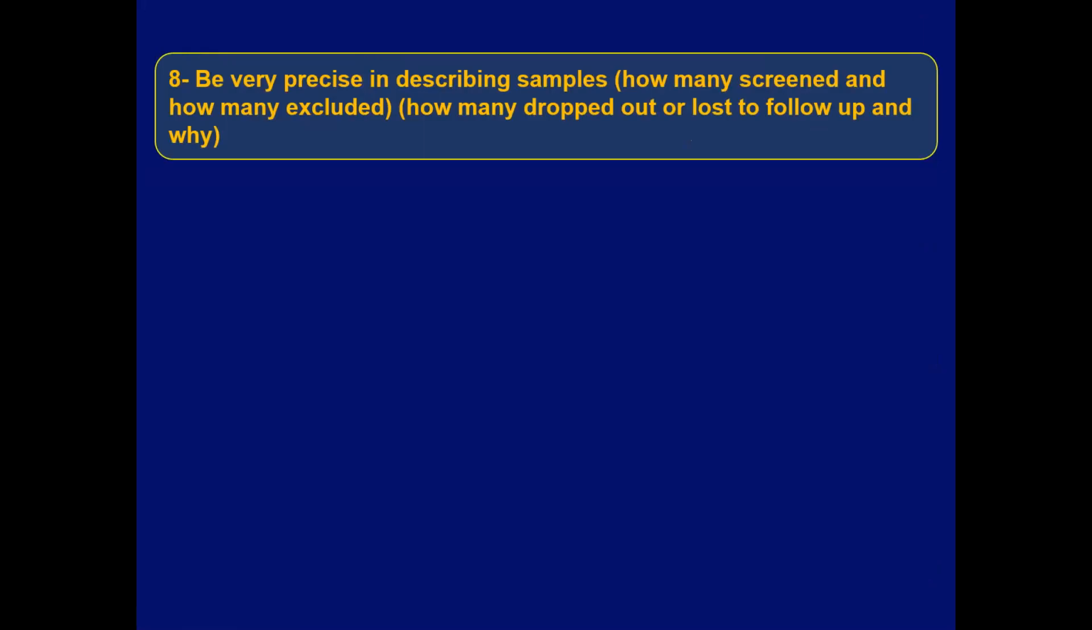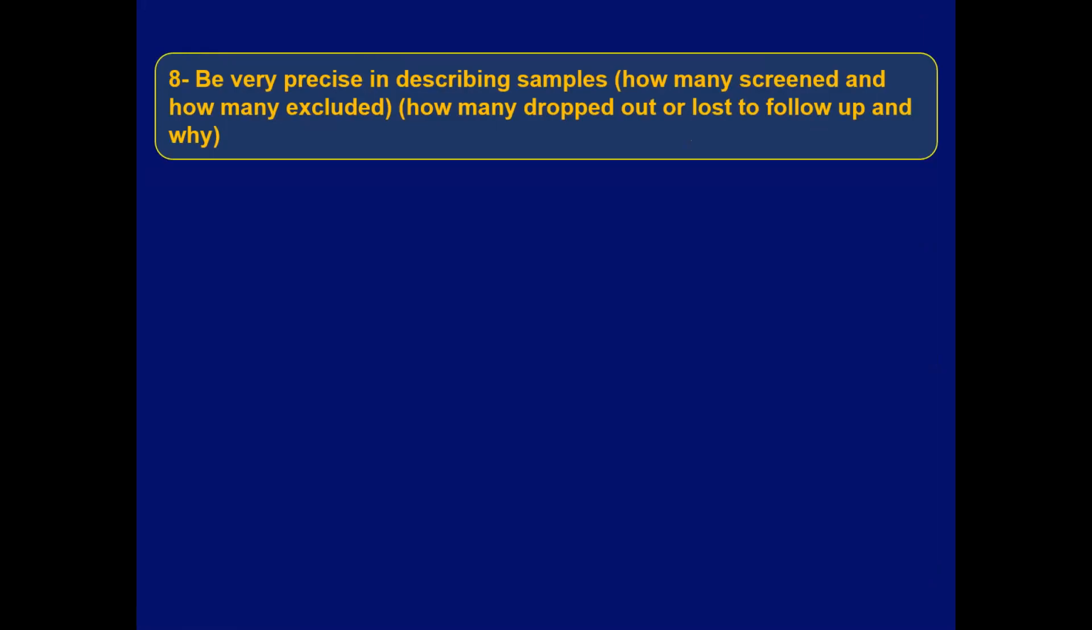Be very precise in describing samples. How many were screened and how many were excluded? If there's any kind of dropping of samples, sometimes you can find it within the methodology as part of the flowchart, from the starting point to the end point.